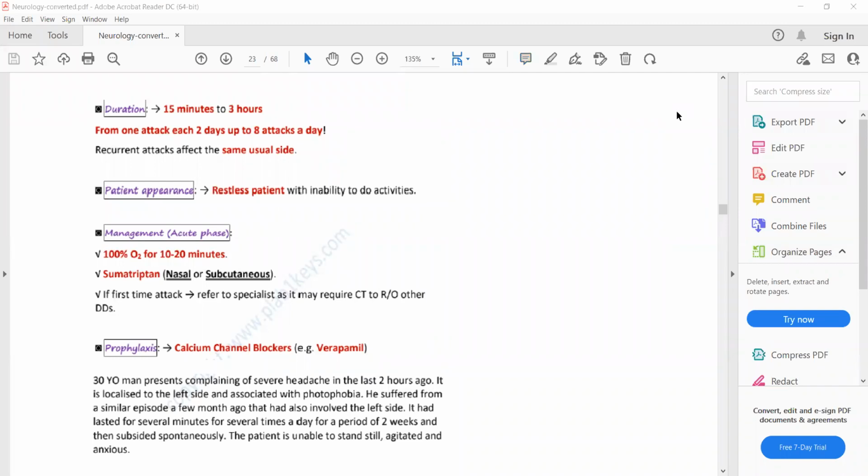So the management of the acute phase of cluster headache is 100% oxygen and nasal or subcutaneous sumatriptan.